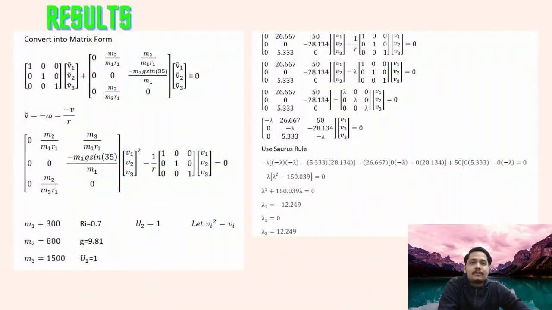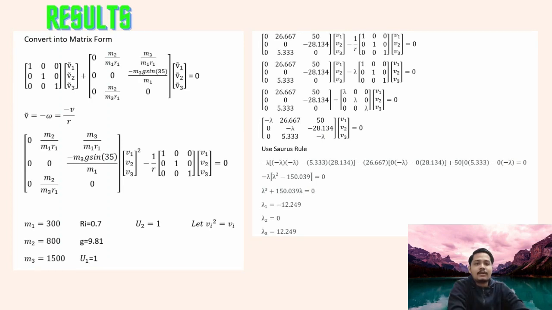First of all, we have to convert this into matrix form. So the V dot equal to negative omega equal to negative V over R. We rearrange it and substitute the value for M1, M2 and M3, which is 300, 800 and 1500 respectively. Also for R1 equal to 0.7, G equal to 9.81 and U1 and U2 is equal to 1. And then we also let V1 squared equal to V1.